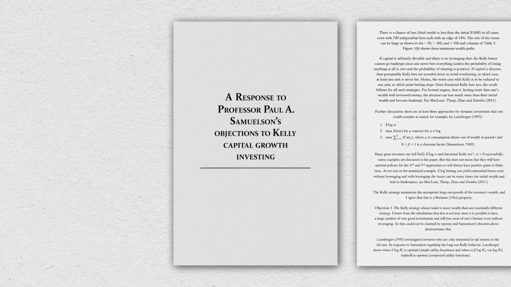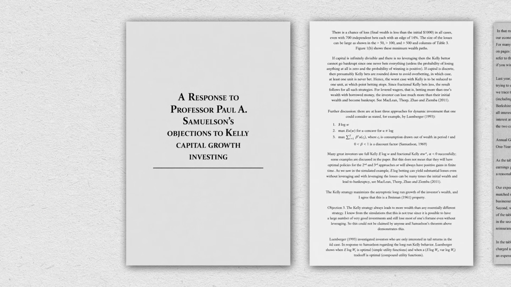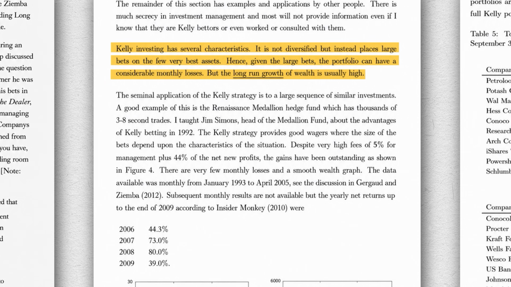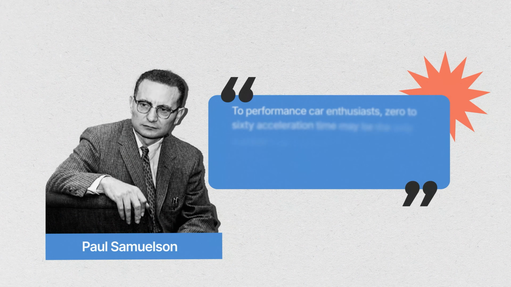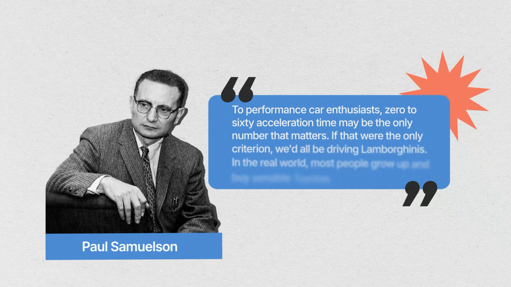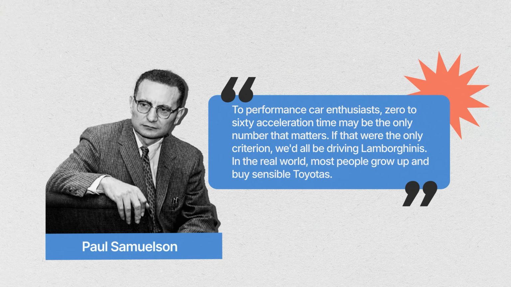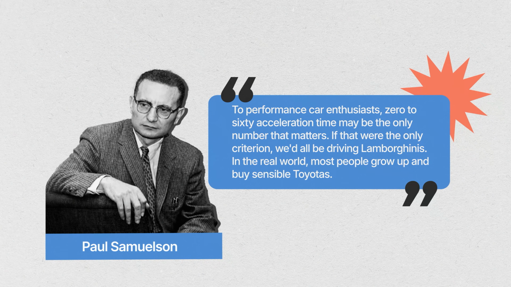He also wrote a short and witty paper arguing that maximizing the long-run growth rate of wealth is not necessarily the rational goal for every investor. It depends on one's time horizon, your risk tolerance, your personal goals, that is, your relationship with money. Samuelson put it beautifully: to performance car enthusiasts, 0 to 60 acceleration time may be the only number that matters. If that were the only criterion, we'd all be driving Lamborghinis. In the real world, most people grow up and buy sensible Toyotas.